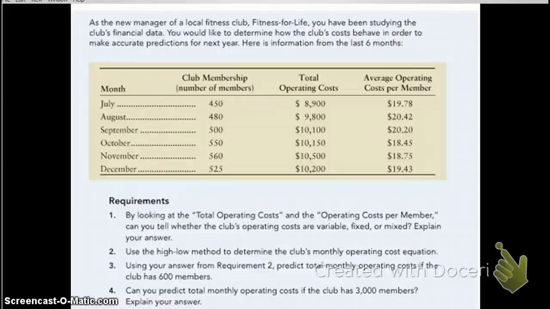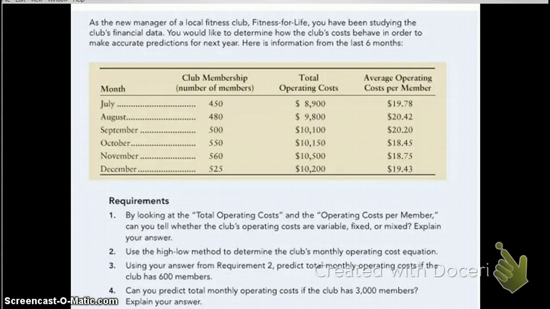Requirement 2 says to use the high-low method to determine the club's monthly operating cost equation. Now this is where you're going to use all the steps that I told you on the previous slide to calculate your cost equation. So the first step is to look at your data set, which is right here, and look at your highest volume of data and your lowest volume of data. So which of these 3 columns represent volume? It's the number of members. That is your volume. These are costs. See the dollars attached to it?